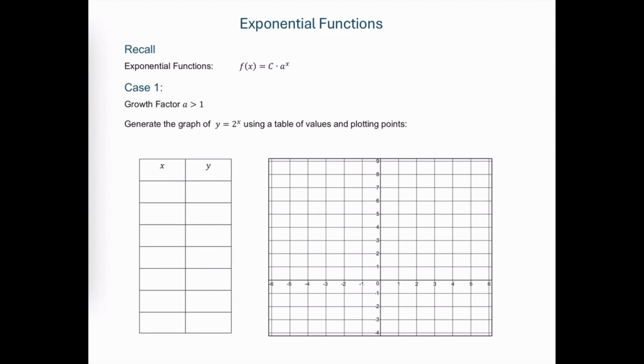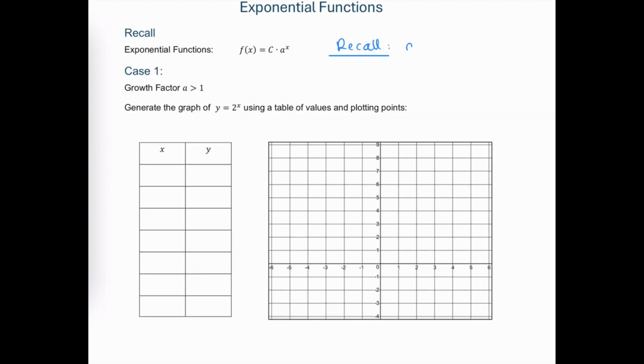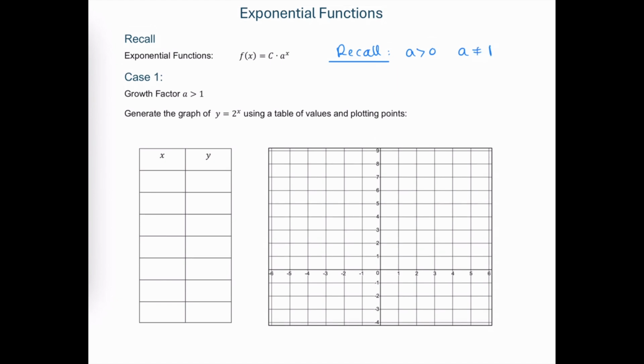We're introducing the graphs of exponential functions, and we're going to focus on the two cases: case 1, where the growth factor is greater than 1, and case 2, when the growth factor is a fraction. Let's recall that the growth factor does need to be a positive value that's not equal to 1, and both of these cases satisfy those requirements. Let's also recall that the domain of an exponential function is all real numbers, so we can really choose anything we want to plug in to x.